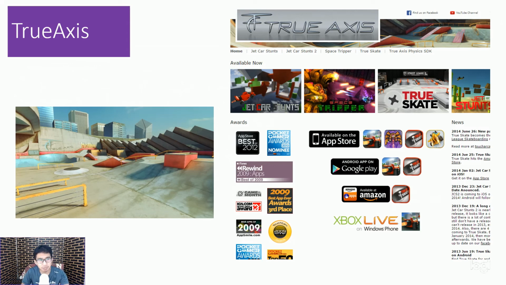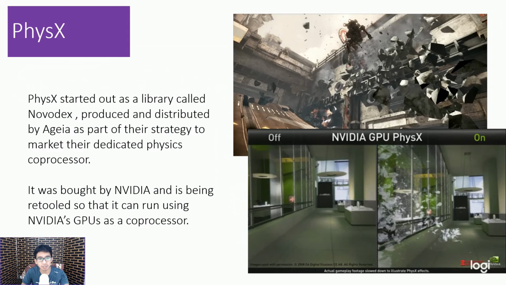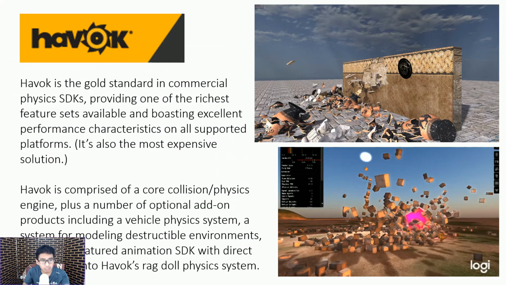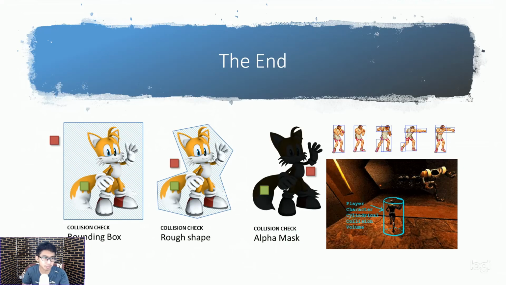Another physics engine to consider, and also PhysX, which I think has now been bought by Nvidia and is included inside. And then Havok, one of the commercial standard game physics engines. You can download it and test it. I don't know whether it is free or not, so you can check on the internet. So that's the end of collision detection.